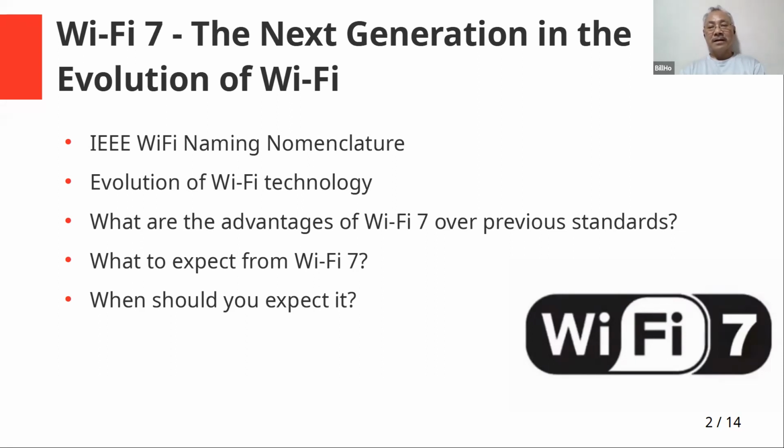They have many versions of it. We may look at the naming nomenclature, and then the evolution of it, and then what is the advantage of Wi-Fi 7 over the previous standard. What you can expect from Wi-Fi 7, because the standard has not been ironed out yet. So they are still defining what kind of expectation people will have.